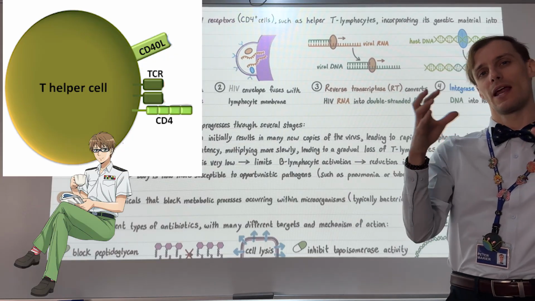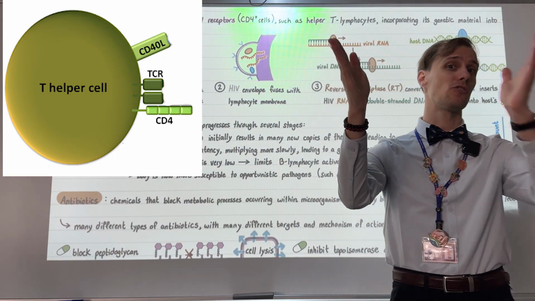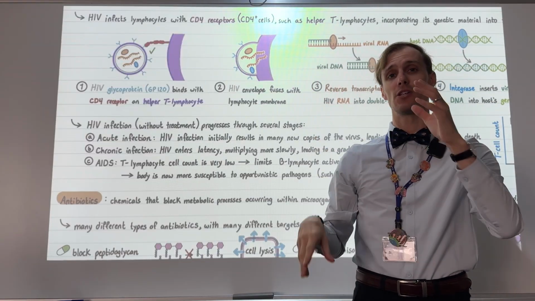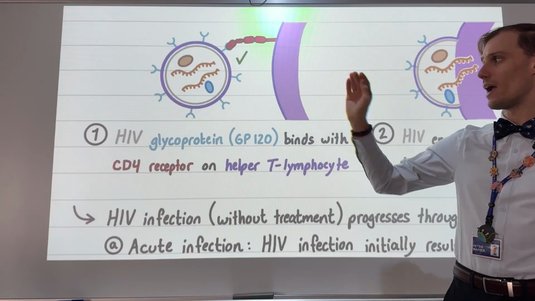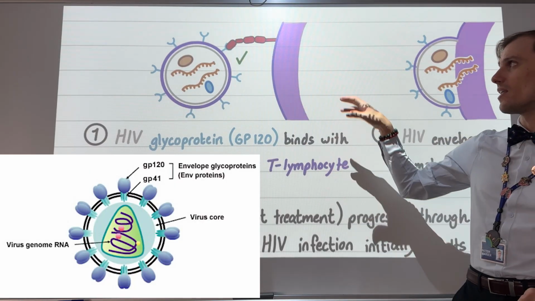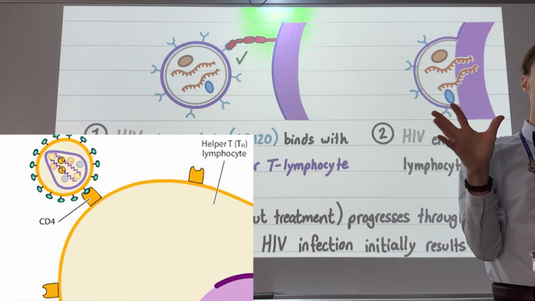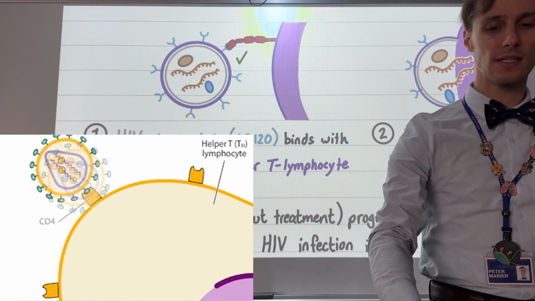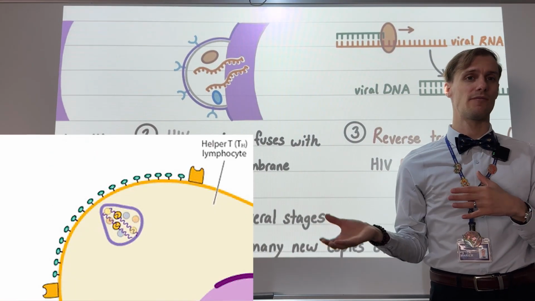Recall that helper T lymphocytes, in addition to having a specific T cell receptor, also had a CD4 receptor. And this is what the HIV virus is actually able to dock to. HIV has glycoproteins on its surface like any other virus, and this allows it to bind to the CD4 receptor on the helper T lymphocytes. Once it does this, HIV can then fuse with the lymphocyte membrane.